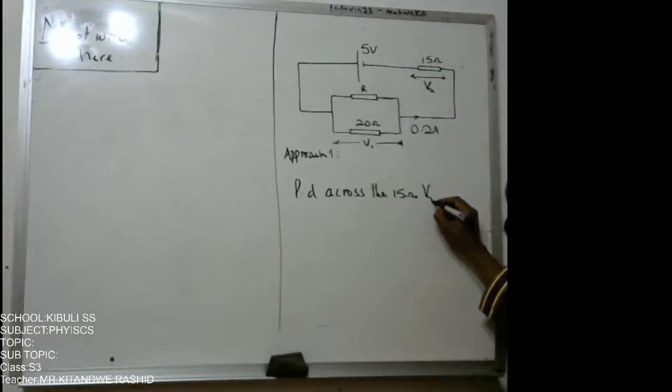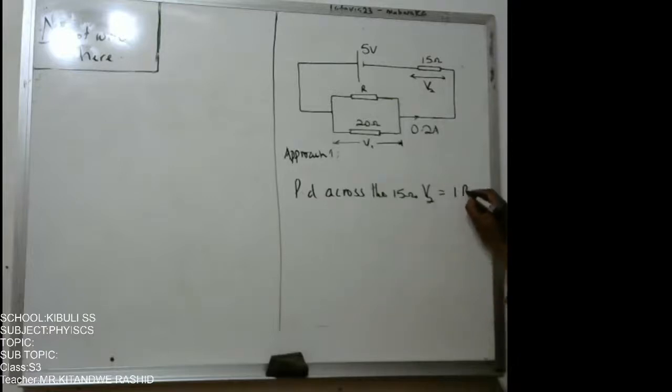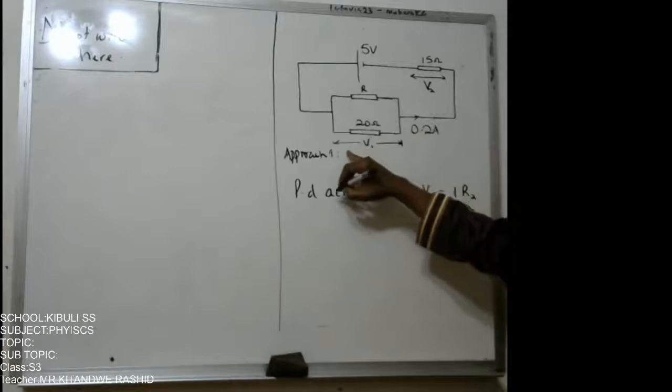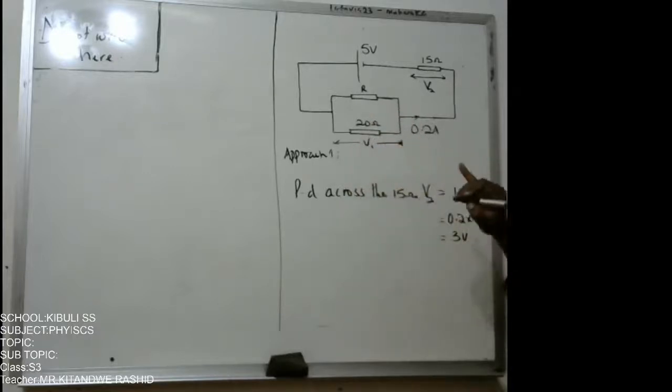The PD across the 15 ohm, which we call V2, is equal to I R2. The current I is 0.2 and the resistance is 15. So 0.2 times 15 gives what value? 3 volts. So if there are 3 volts here, it implies that the PD across the parallel is going to be 5 minus 3.